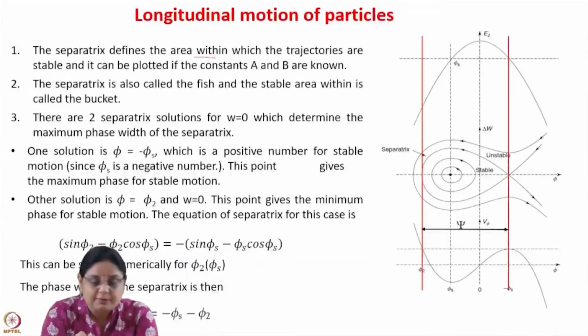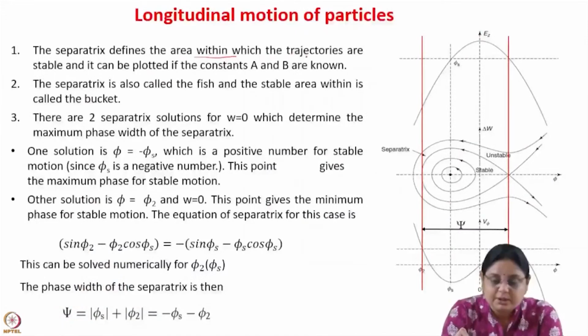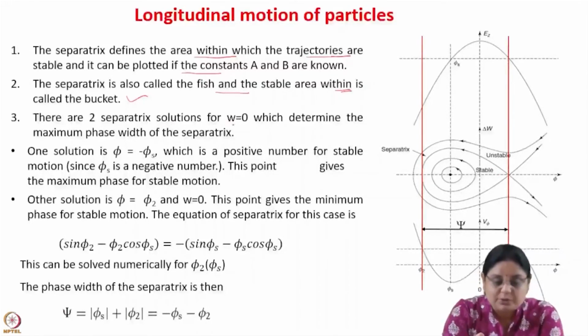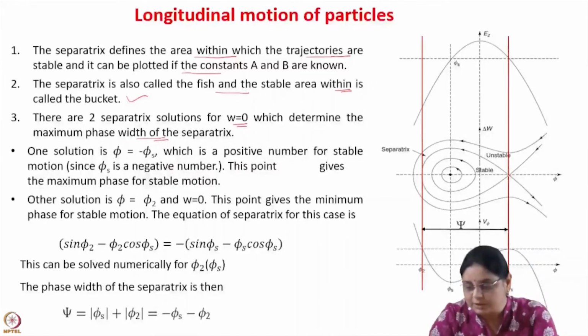The separatrix defines the area within which the trajectories are stable, and it can be plotted if the constants a and b are known. It is also called the fish, and the stable area inside the separatrix is known as the bucket. Now there are two separatrix solutions for w is equal to 0, which determine the maximum phase width of the separatrix. The two solutions are phi is equal to minus phi s and phi is equal to phi 2.